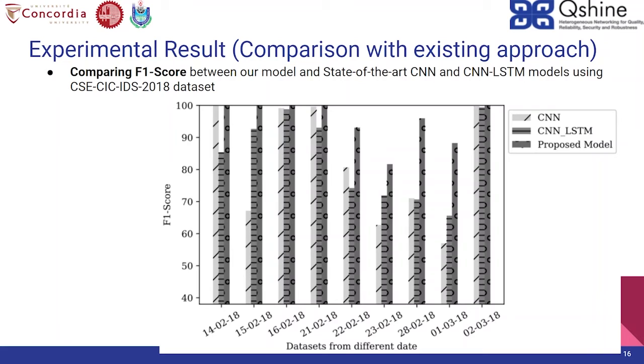This is the comparison graph between our model and the CNN and CNN-LSTM models using the CSE-CIC-IDS2018 datasets. It is the figurative representation of the previous table. This is the F1 score from different datasets. It shows that our proposed model performs better than existing models.